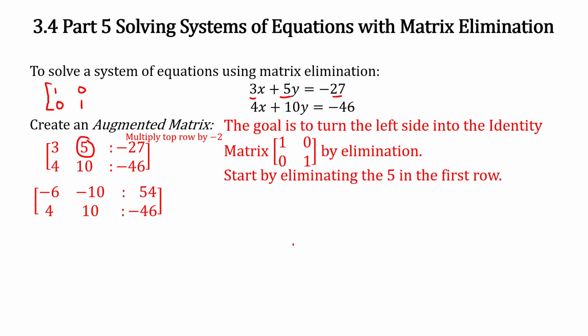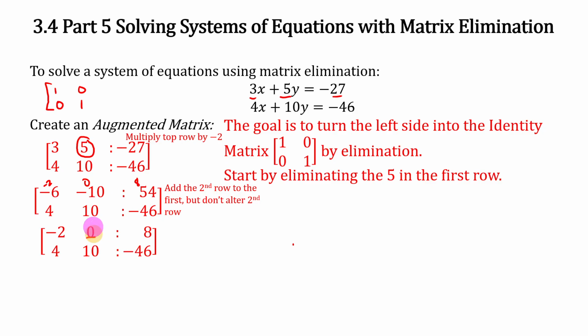I'm going to add the second row to the first, but I'm going to leave the second row alone. So -6 plus 4 is going to be -2. -10 plus 10 is going to be 0. And 54 plus -46 is going to be 8. And I leave the second row alone. So there's my 0. I've got that first 0 I'm looking for.